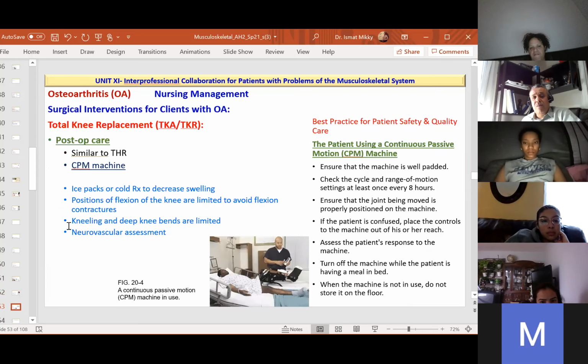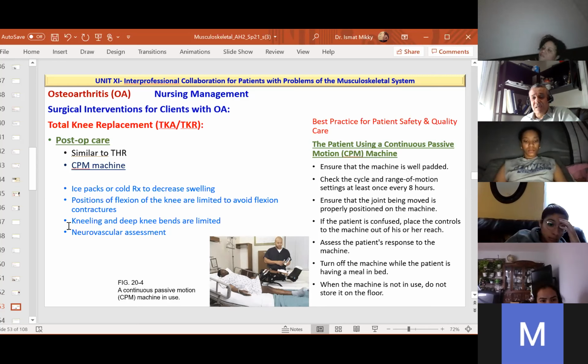The post-op is very similar to the nursing interventions and care of post total hip replacement, except for the CPM machine, which, as I said, will be used post knee replacement.